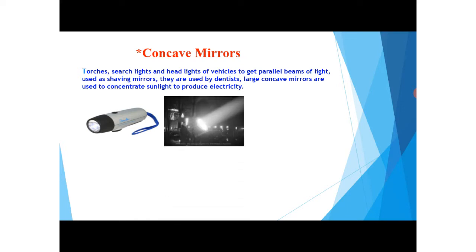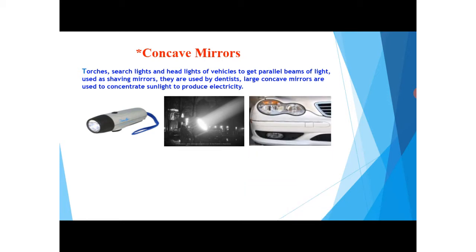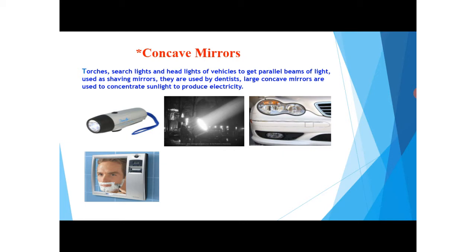Then another is the spotlight used in photo shoots and movie shoots. Another one is the car headlight we had discussed. Another one is the shaving mirror. Why are we using the concave mirror for the shaving mirror? When the object, or the person, is close to the concave mirror, the image formed is highly enlarged. So in that case, the person is not able to hurt himself while shaving.